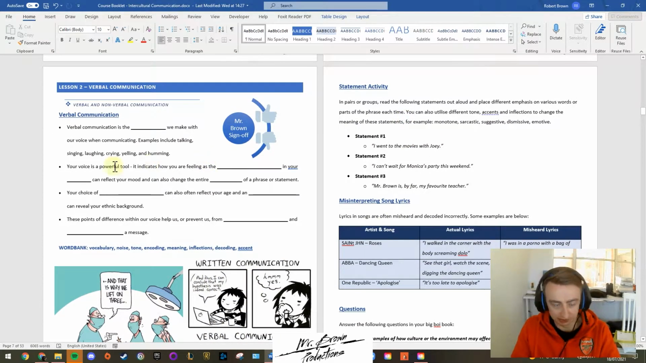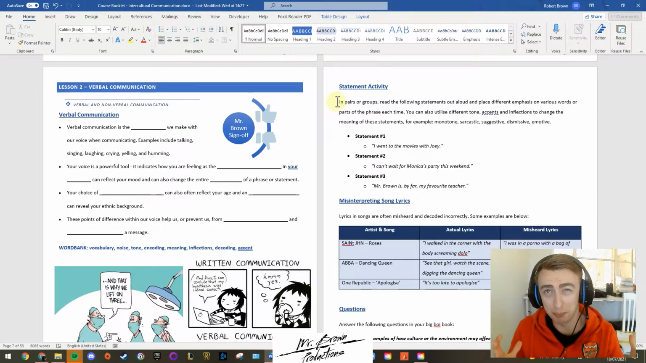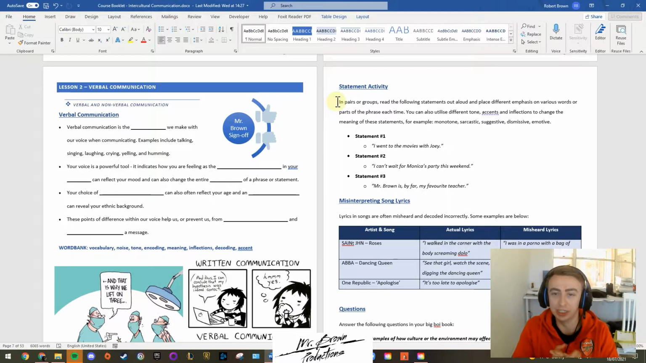What I want you to do after you've done those core notes is a statement activity. You're going to have to do this individually. I would have liked, you don't have to, you can. I know some of you guys are FaceTiming or Zooming each other as you do these lessons, which I think is an amazing idea for you to still be learning in a collaborative environment. That's awesome. So here I've written in pairs or groups, but you may have to do it individually.